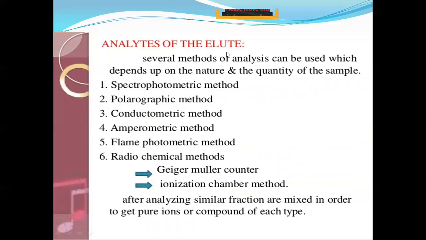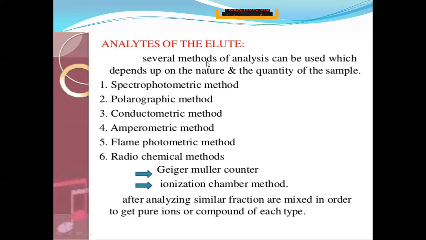Next, analysis of the eluate. Several methods of analysis can be used depending on the nature and the quantity of the sample. That means what type of analyte we have collected, or how much analyte we have collected as eluate. We can use the spectrophotometric method, by which we can do both quantitative as well as qualitative analysis. Then there are the polarographic method, conductometric method, amperometric method, flame photometric method, and radiochemical method. These are generally automated methods.